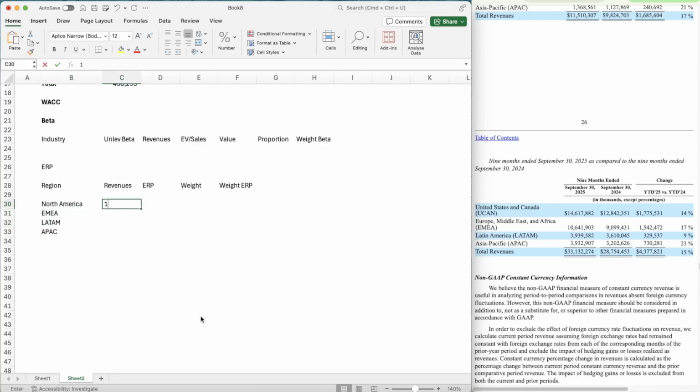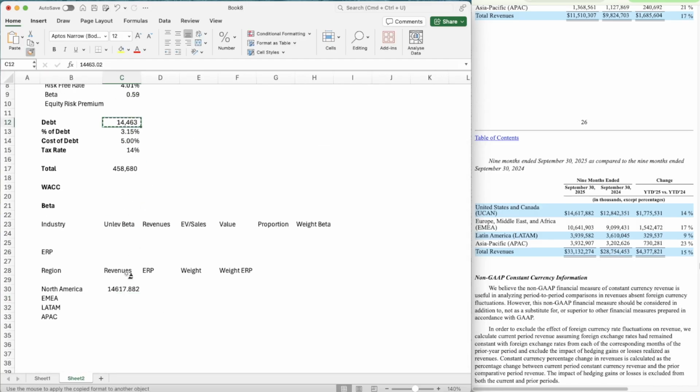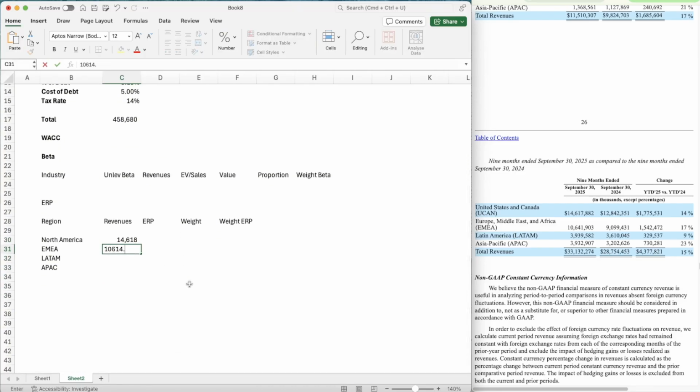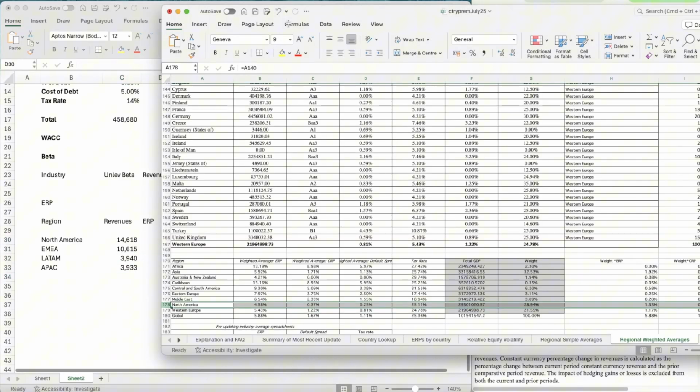Revenues, so 14,617.882. EMEA 10,614.903. LATAM 3939.582. 392.907. And the ERP is okay.